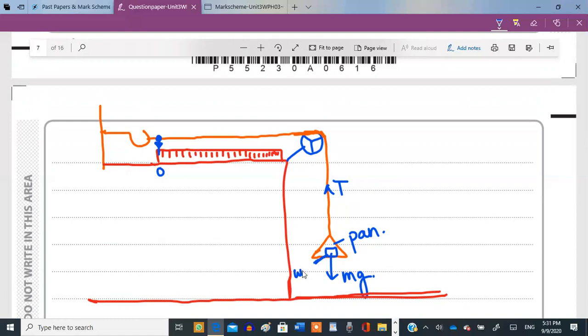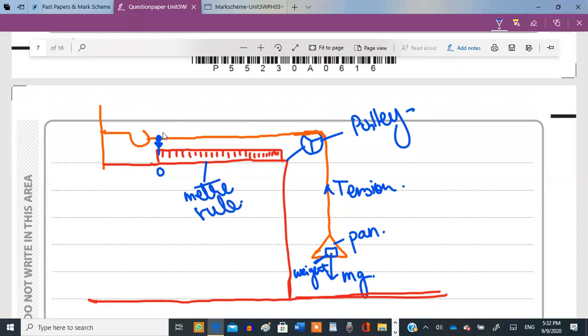Okay, this is the weight, or you label the mg, that's fine. This is the tension in the wire. This is your pulley. This is your ruler or the meter rule. This is a pointer. And that's it. In addition to this, what's the formula for the Young modulus? E is equal to FL over AE, right?